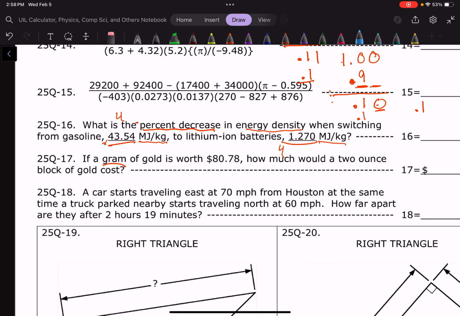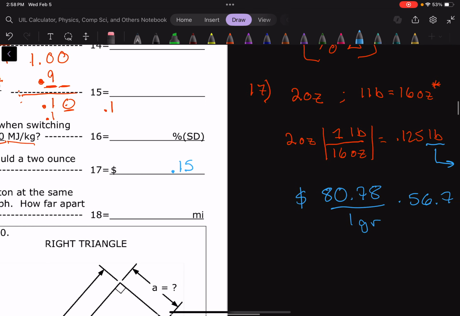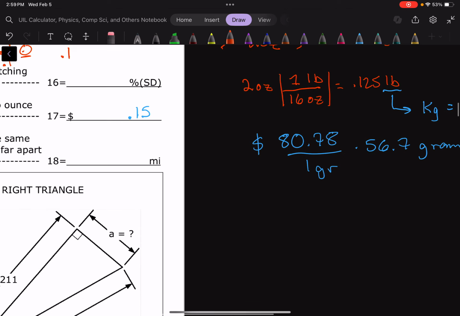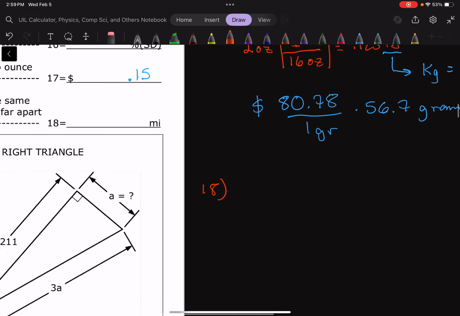All right, 18. A car is traveling east at 70 miles an hour, while another car is traveling north at 60 miles an hour. And they want us to find out how far apart they are after some amount of time. Oops, give me 1 second. I got those units mixed up. Miles per hour. So from here, they want us to find out how far apart are they. They want us to get the length of that distance here.